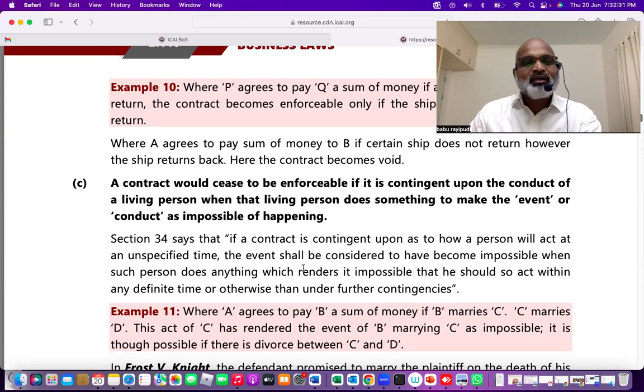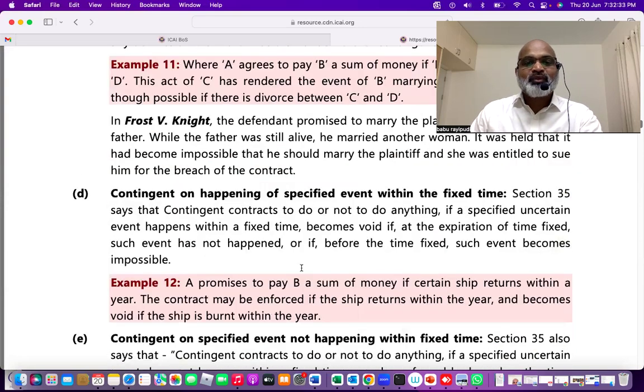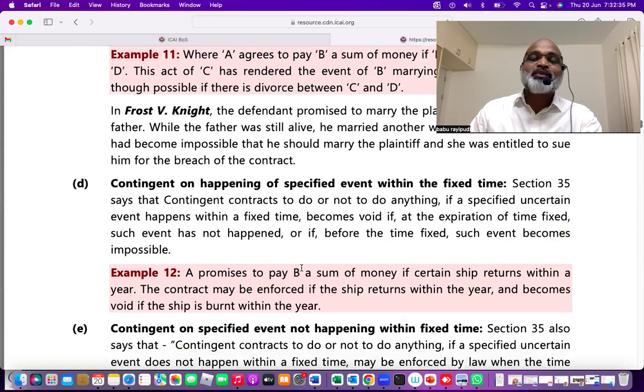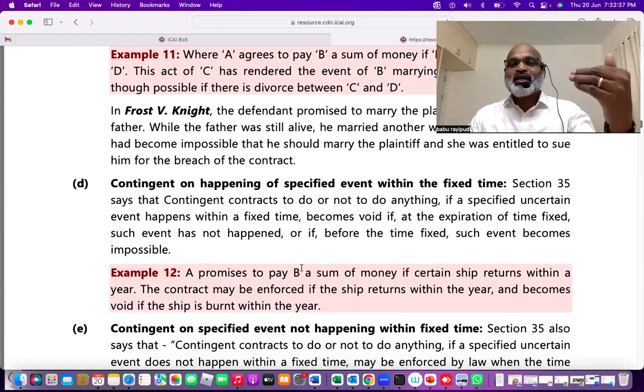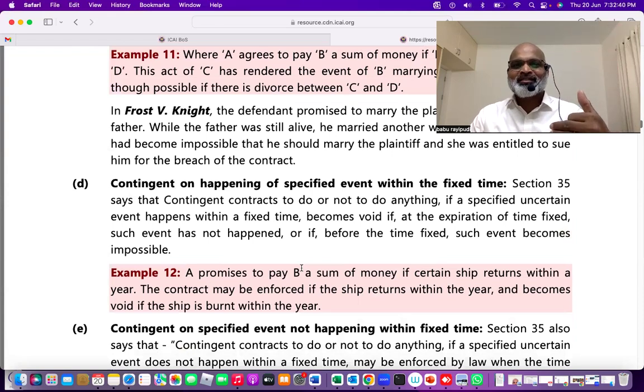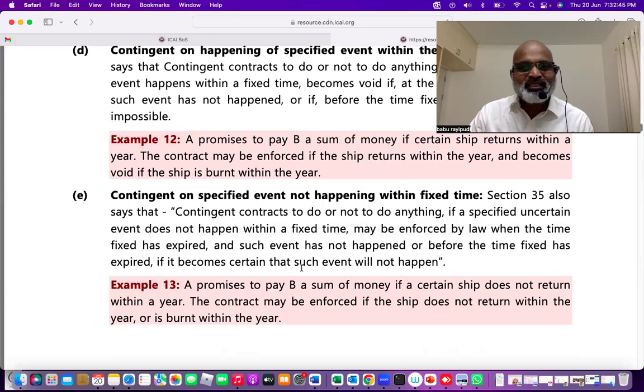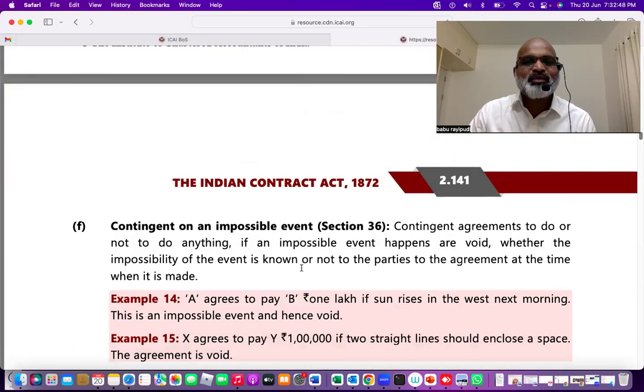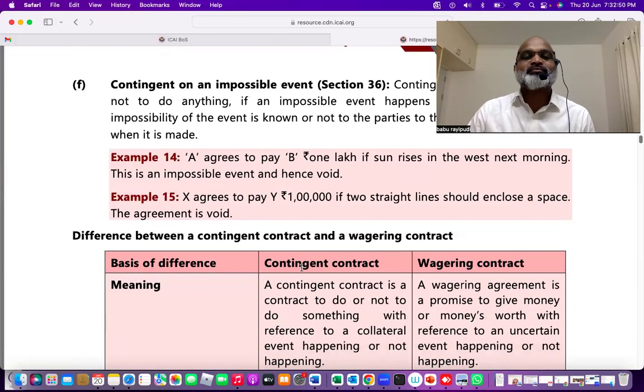Next one, if the event is impossible. Next one, happening within a fixed time. So happening, non-happening, and in between, impossibility is there. Next, happening within a fixed time, not happening within a fixed time, like this. Section 35 only is there, you see. Section 36 is impossible events, like this you remember.